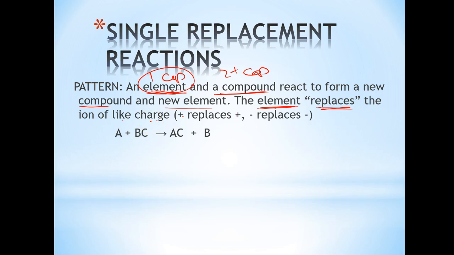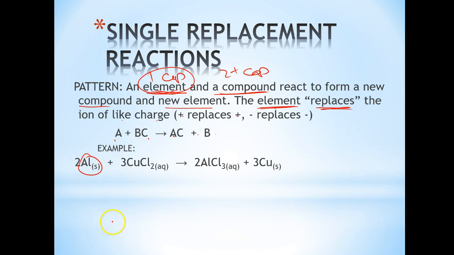So this is kind of the general form. A being the element plus a compound makes a new compound and a new element. So for example, here's my element, aluminum. Here's my compound, two or more capital letters. The Al and the Cu trade places. The Al now is part of the compound, and the Cu is all by itself.